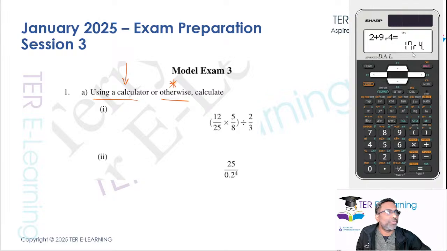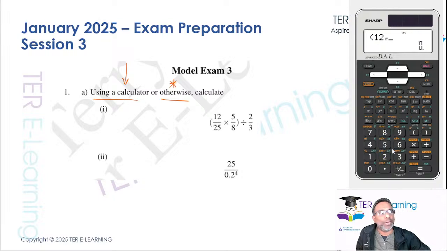So what we're trying to work out is 12 over 25 multiplied by 5/8 in brackets, and then you're going to divide that by 2/3. Now, at this level, you should be able to use your calculator effectively. So if I want to work this out, I'm going to use the brackets in my calculator, and I'm going to type it exactly as I see it here.